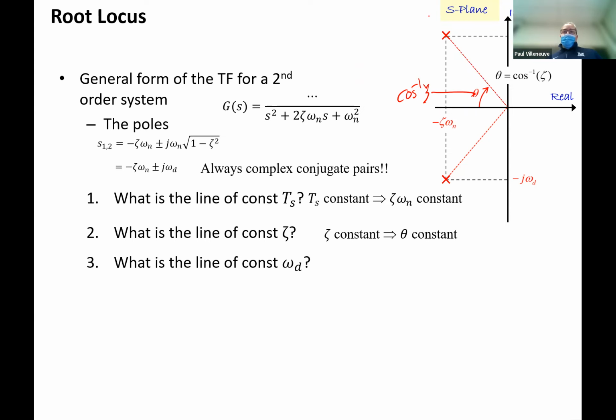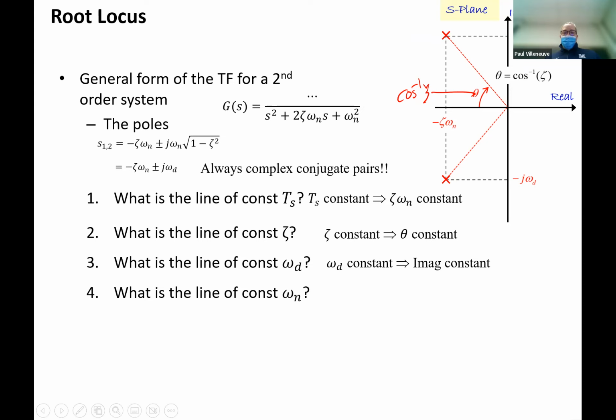What about omega sub d? If that's constant, then you're going to have a constant imaginary term. So your damped frequency is going to stay the same. So you're always going to have an oscillatory response that is this omega sub d then. Okay. What about omega sub n? Omega sub n is that term there. Does everybody remember how we got those terms?